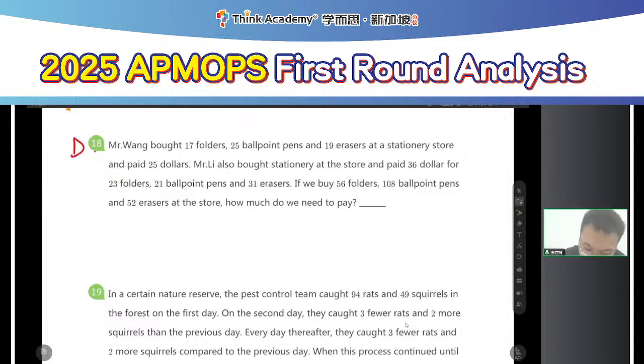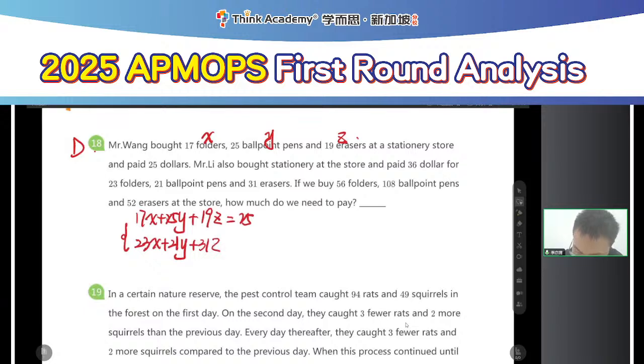So we have the folder price X, pen Y, eraser Z. So 17X, 25Y, 19Z adding together is 25. And then 23X, 21Y, 31Z equals 36, right? So now we get these expressions, and obviously we cannot solve them out, since obviously they cannot all be whole numbers. The price is not a whole number. This is the problem.